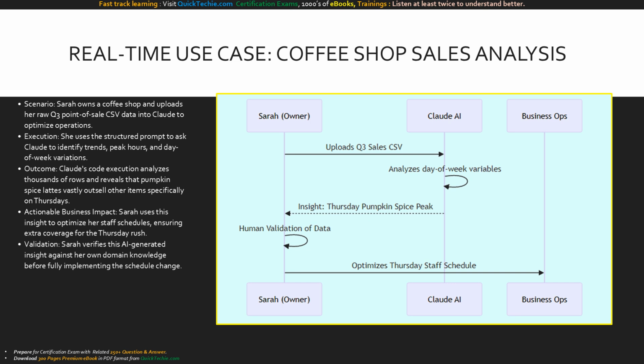This sequence diagram maps Sarah's path to profitability. Sarah uploads the Q3 CSV to Claude. Claude internally crunches the day-of-week variables and passes the critical insight back, the Thursday peak. Sarah then applies a crucial human validation step. Once verified, the insight translates directly into business ops by optimizing the staff schedule. AI did the math, the human made the decision.